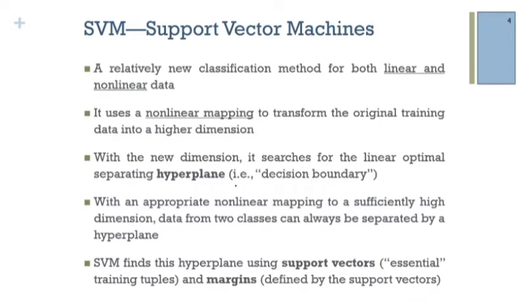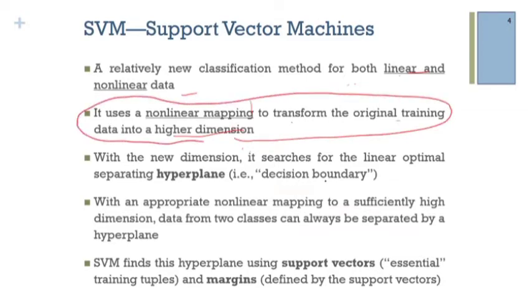Now, we say that SVM, support vector machine, is a relatively new classification method for both linear and nonlinear data. See? It uses nonlinear mapping to transform the original training data into a higher dimension. This is the big secret of this very wonderful method. It has the ability to use nonlinear mapping to change the original data to another level where it becomes classifiable. With the new dimension, it searches for the linear optimal separating hyperplane, which is the decision boundary.